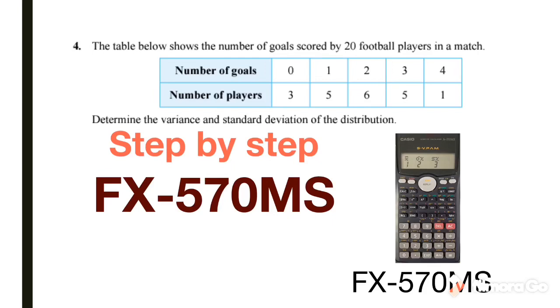We have three types of calculator. FX570MS is the traditional calculator. I will show you all three types over the next two lessons, with another model. Today we'll use the first type, which is FX570MS. We'll use this calculator to find the variance and standard deviation. Of course, we have to find the mean first, because for variance and standard deviation you have to use the mean.